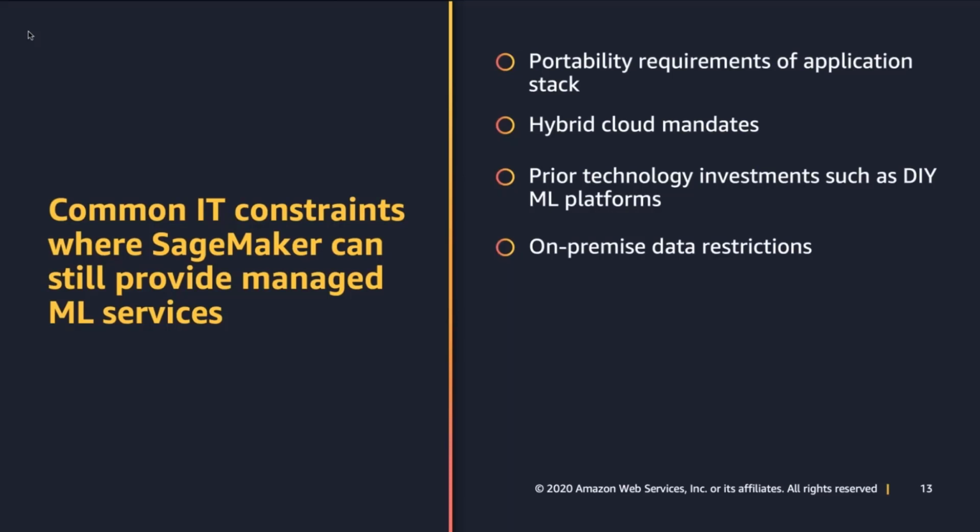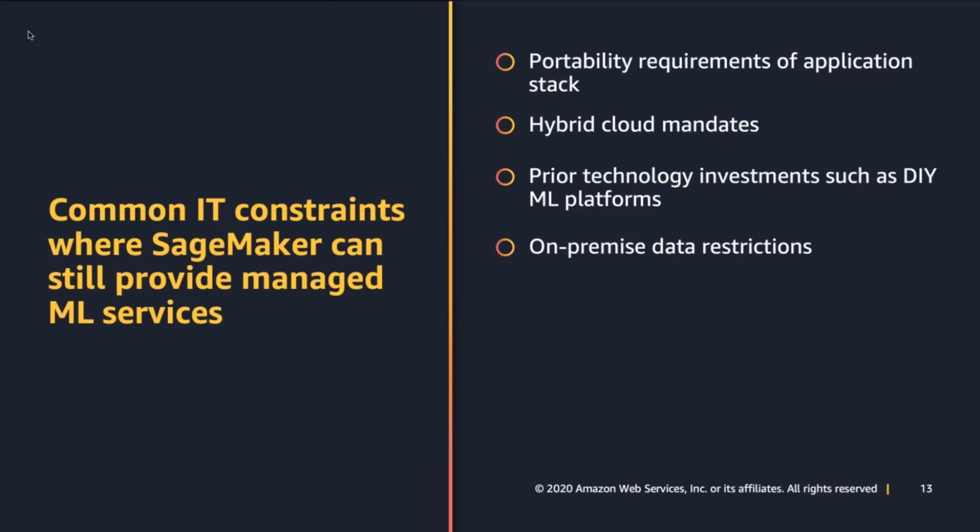Third, prior technology investments such as DIY ML platforms. So essentially what this means is if you've used Kubernetes as your methodology of portability, you can blend SageMaker as a managed service with your existing tools. So this is very similar to number one. And then finally, when you have on-premise data restrictions, you can leverage SageMaker either for training or for inference.